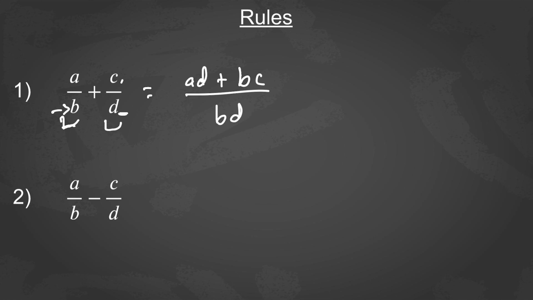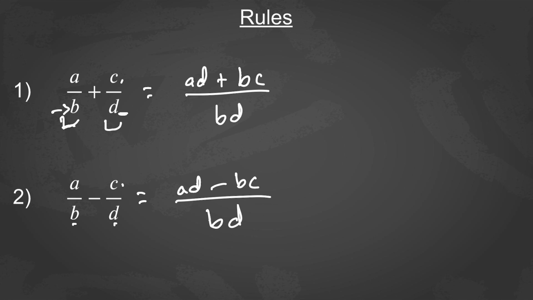Similarly, the process remains the same if it's subtraction. So in this case, we are going to multiply our 2 denominators again. We get bd, then bd divided by b, we get d. So I multiply that d by a, I get ad. Then I subtract that from bd divided by d, I get b. B times c, I get bc. Then we have this system here.